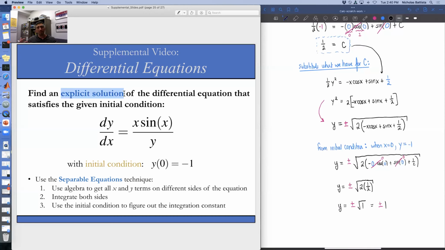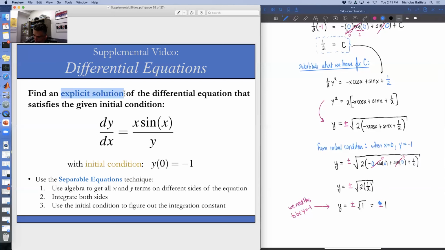And again, what we care about in this solution from our original initial condition is that when x equals 0, y is equal to minus 1. So at this stage, what we need that y to equal is y equals minus 1. So when we're looking at our final solution here, since we need y to be minus 1, we only need the minus sign in front of that square root.